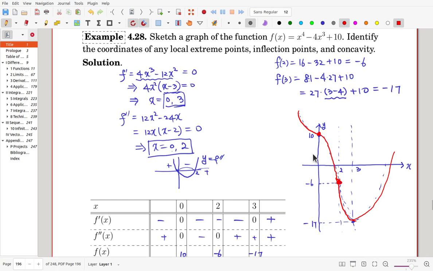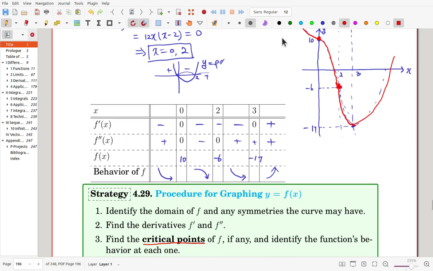For this example, if you try to find the x-intercept, it's not easy. Setting y equals 0, you have to solve this fourth order equation, but it's not easy anyway. But once it is easy to find, then try to find such intercepts. The y-intercept for this example is given already.